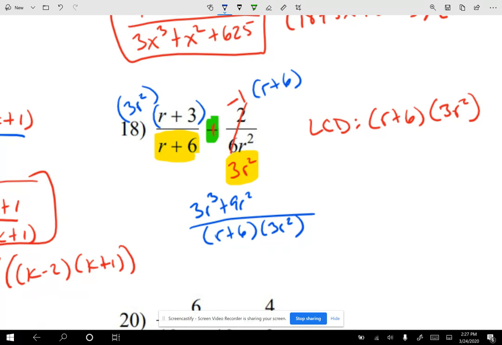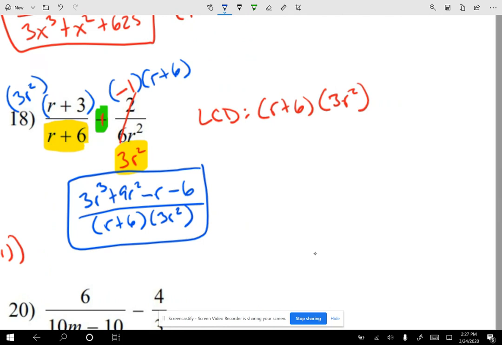Looking at the second fraction, let me multiply the negative 1. The two parentheses that I have give me negative r minus 6. Then combine any like terms if we can. In this case, I cannot.